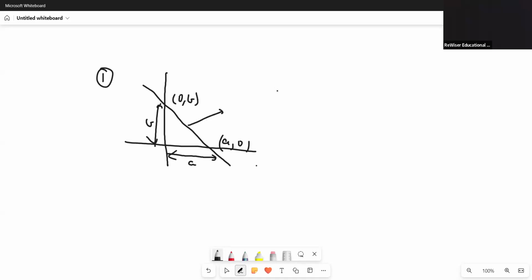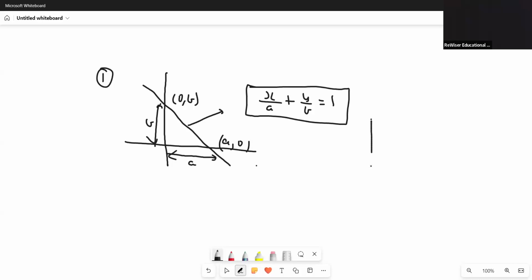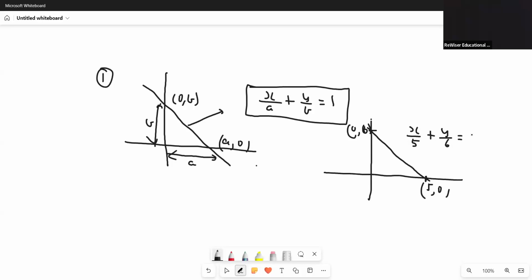In this case, if I'm writing the equation of the line, I can write it directly in the intercept form: x by a plus y by b must be equal to 1. So that's the equation of the line in the intercept form. That means if I give you the points of the x-intercept as 5 comma 0 and the y-intercept as 0 comma 6, and I ask you what is the equation of the line passing through these points, you can directly write it as x by 5 plus y by 6 equals 1. So that's the intercept form of any straight line. Please put this in.